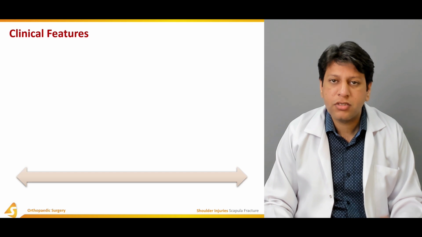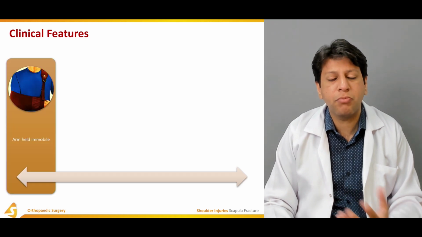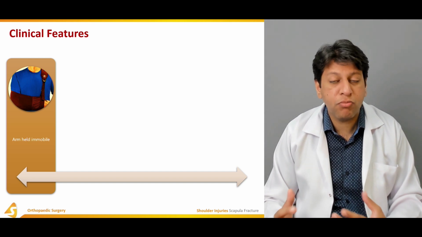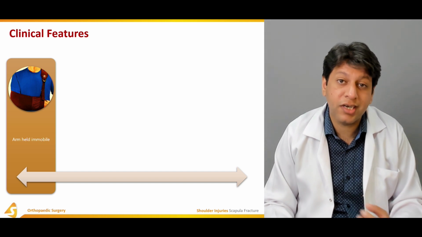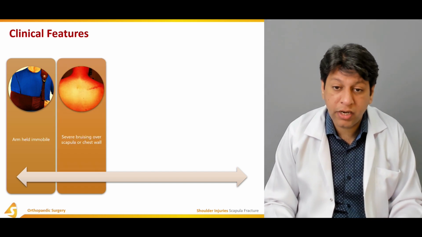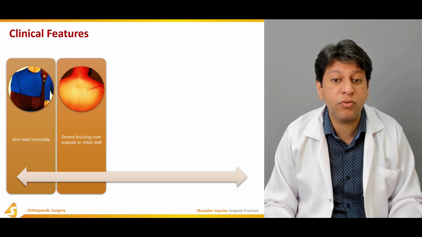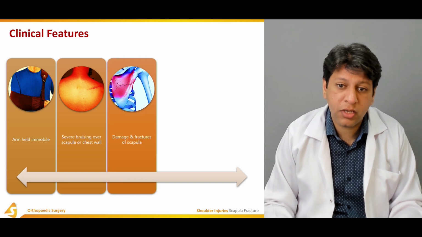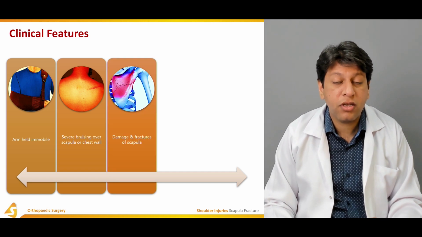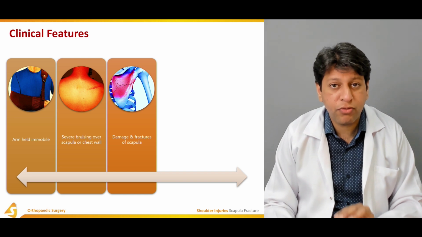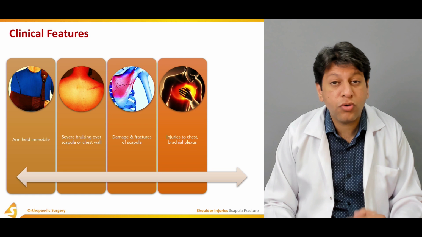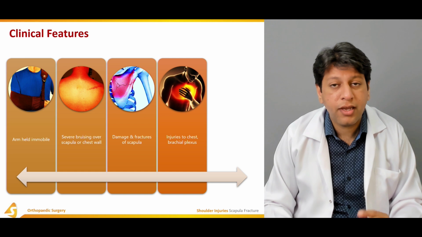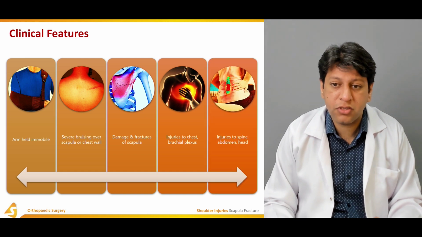Now, clinical features. First and foremost, the patient will tell you about the trauma and will not be able to mobilize the arm freely. There will be tenderness and pain, especially over the scapular blade. There may be severe bruising over the scapula or the chest wall. When you press the scapular blade over the fracture, there may be severe tenderness. There could be associated injuries as well, such as rib fractures, pneumothorax or hemothorax, and other signs.